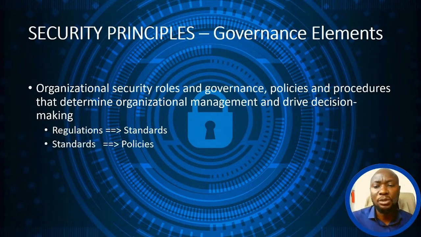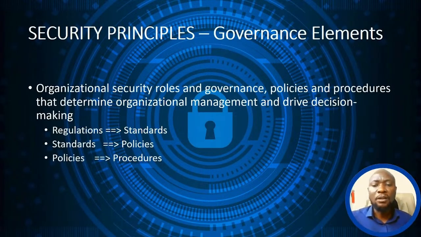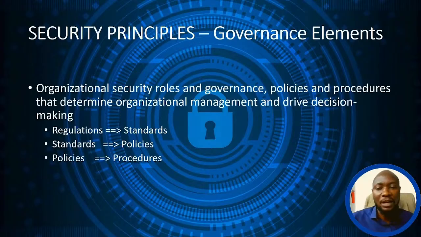So we have regulations, standards, and policies. Regulations give birth to standards. Regulations are usually put in place by the government, and then people create standards out of government regulations. Organizations like ISO and the Institute of Electrical Engineers can set standards, and then standards are used to make policies within organizations. When an organization derives its own policy from the standard that has been set, then procedures within the organization can be set up for you to carry out certain actions.